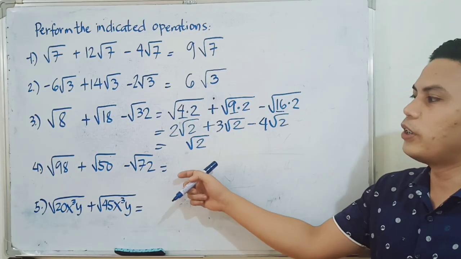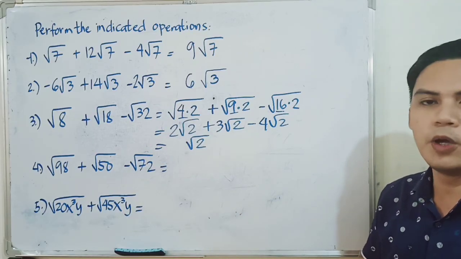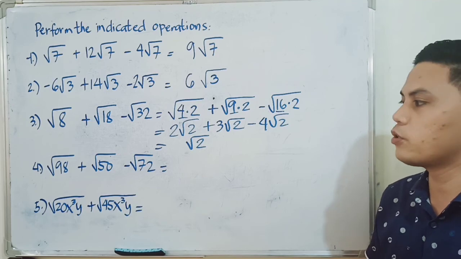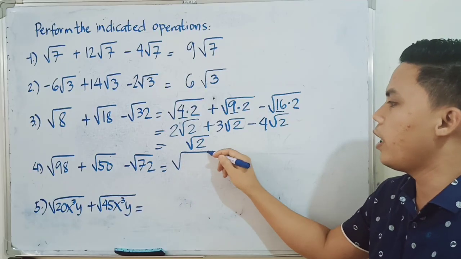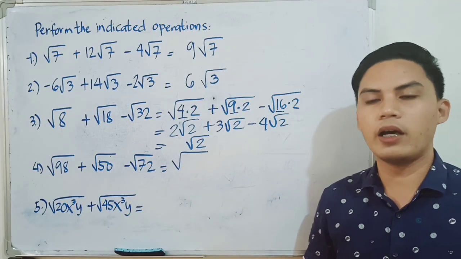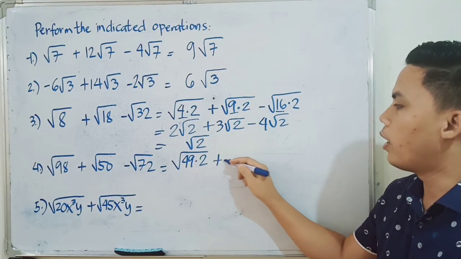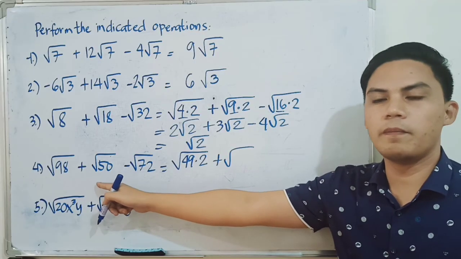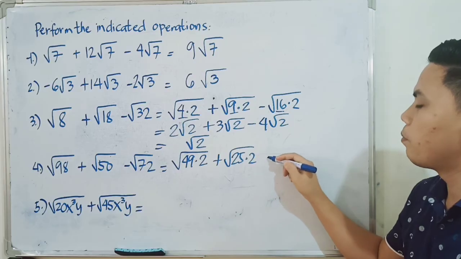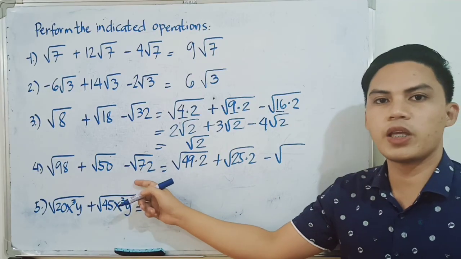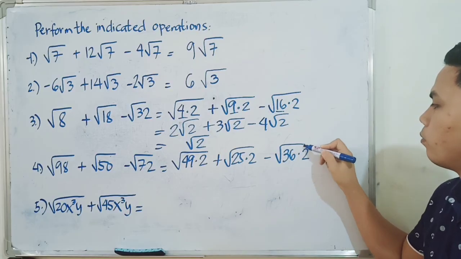Now, how about number 4? So same lang sila ng case ng number 3. Titingnan natin kung pwede pa nating kunan ng mga factors yung given na mga radical expressions natin. Let's have 98. Ano kaya yung factors ni 98? We have 49 times 2. Okay? Plus, yung square root of 50 naman, we have 25 times 2. And lastly, yung square root of 72, we have 36 times 2.